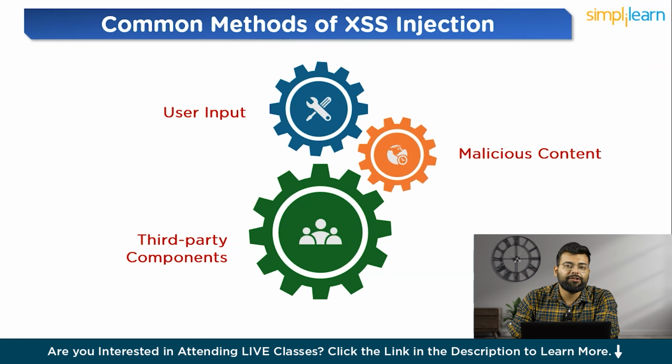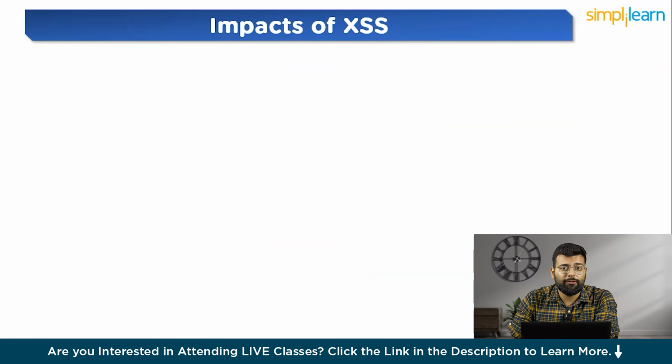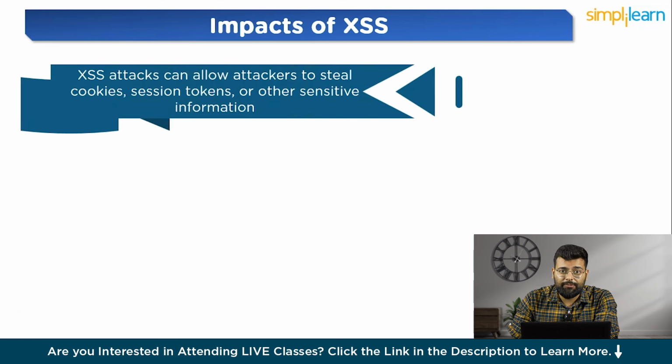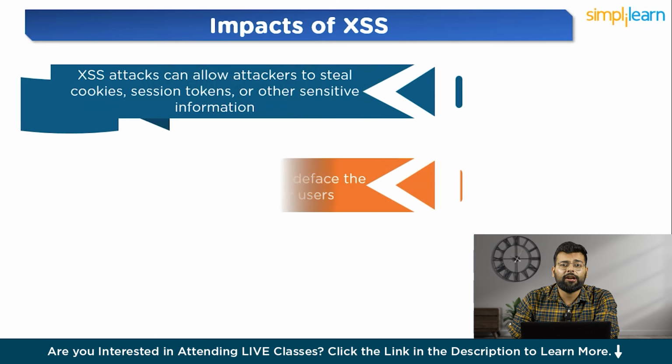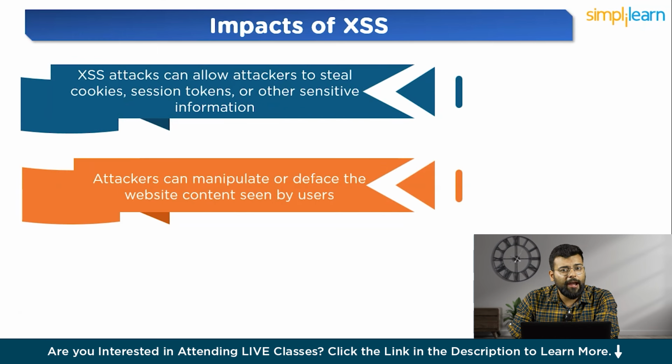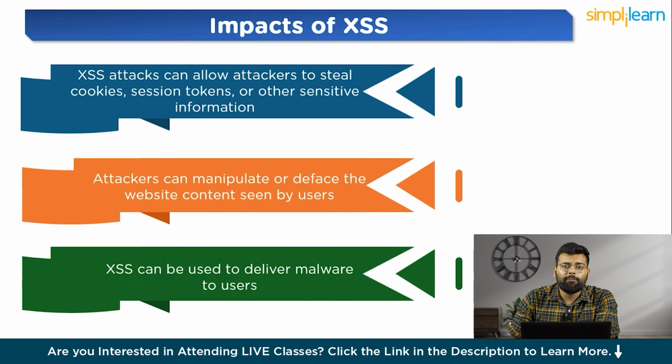Now we'll see the impacts of XSS. So XSS attacks can allow attackers to steal cookies, session tokens, or other sensitive information that can be used to impersonate the victim. Attackers can manipulate or deface the website content seen by users, which can damage the website's reputation and trust. XSS can be used to deliver malware to users, potentially leading to further exploits such as ransomware or spyware.